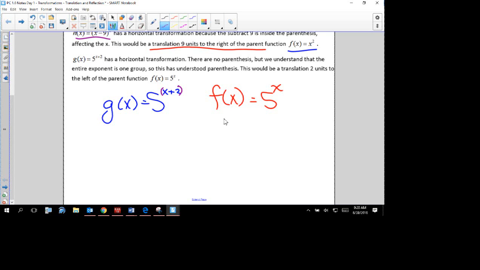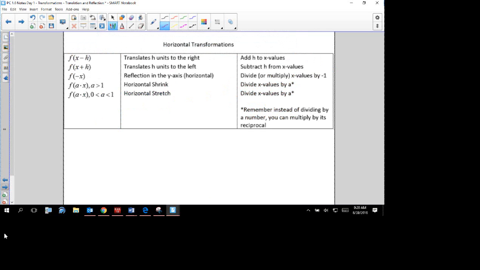If it's horizontal, it's opposite operation. So instead of plus 2, horizontally, we would do what? Minus 2, which means go to the left. We're going to translate to the left. And then in this box, I have every single horizontal transformation that we will use.